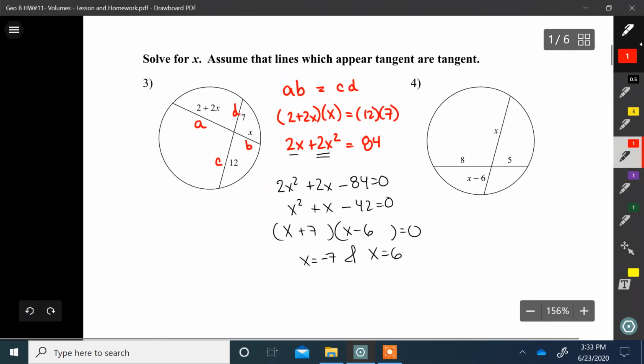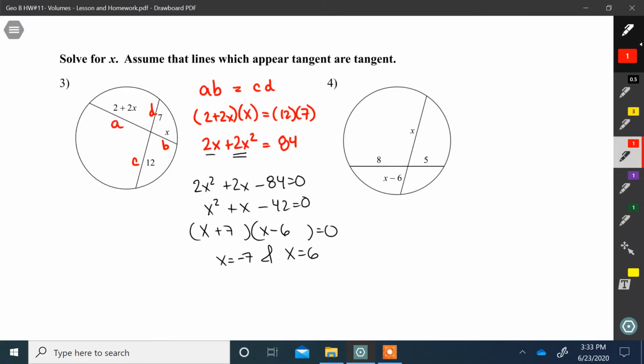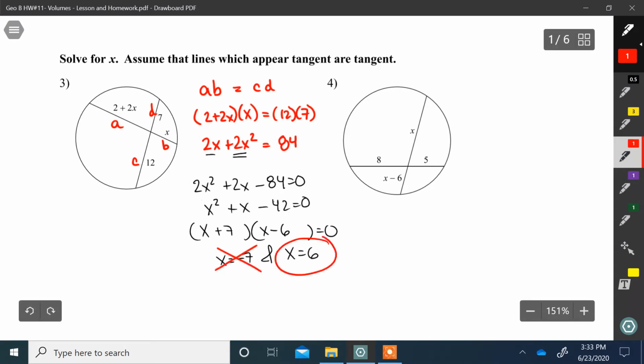I can almost imagine that x equal to negative 7 is not going to work in here. So my answer will be x is equal to 6. And that is my only answer in here, guys. That's the only answer. If you put negative 7, you're going to get it wrong.